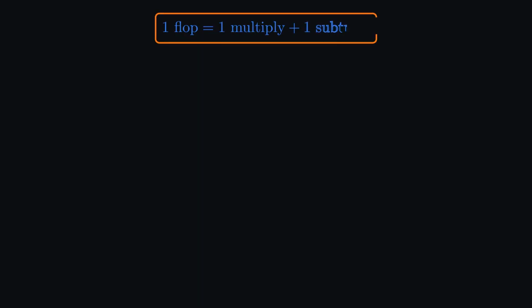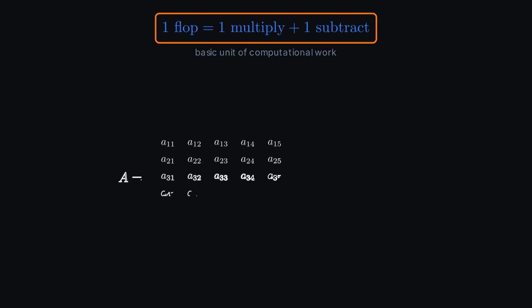First, let's define our unit of work. A flop, short for floating point operation, is 1 multiply paired with 1 subtract. That's our basic building block for counting computational effort.